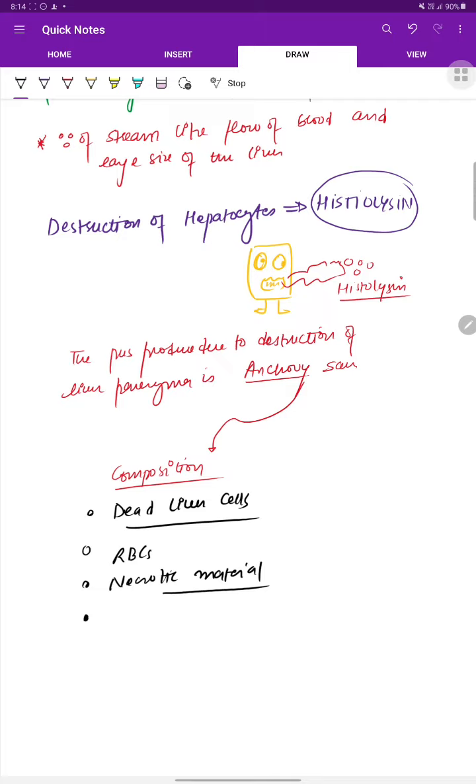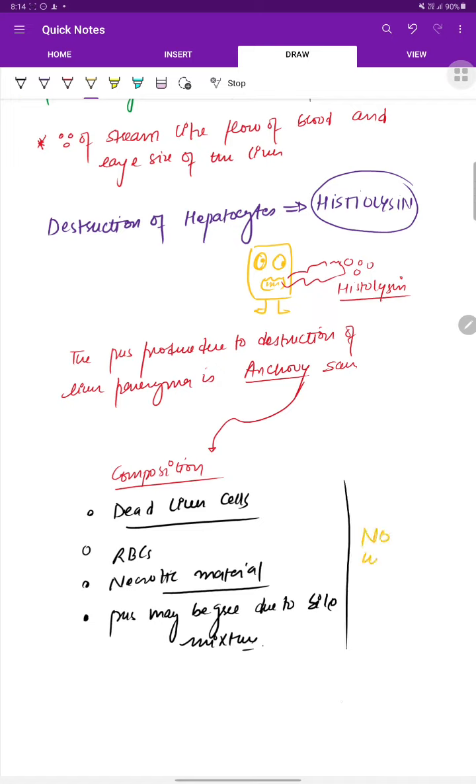Pus may be green due to bile mixture, but the important thing to note over here is that there are no WBCs in the pus.